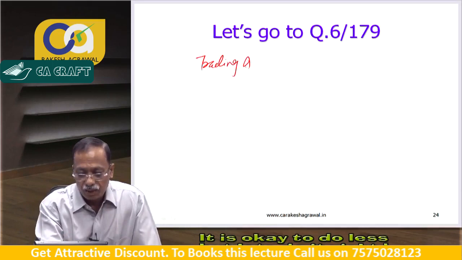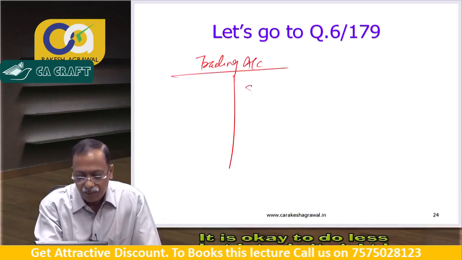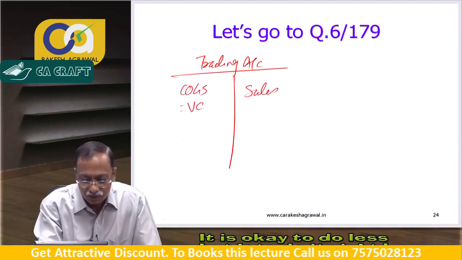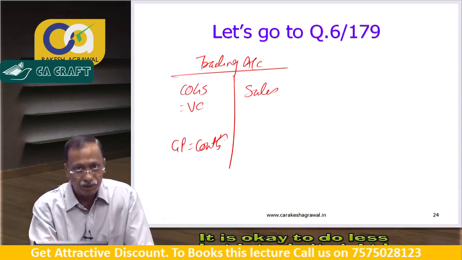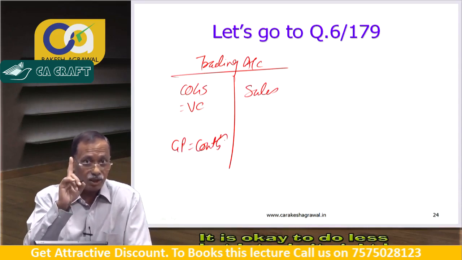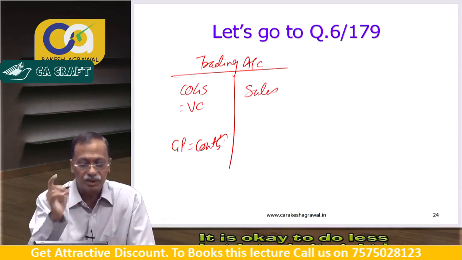So again, trading account: sales minus cost of goods sold is equal to your variable cost. So your gross profit is equal to contribution, and gross profit ratio is equal to PV ratio, assuming all expenses debited to P&L account are fixed.